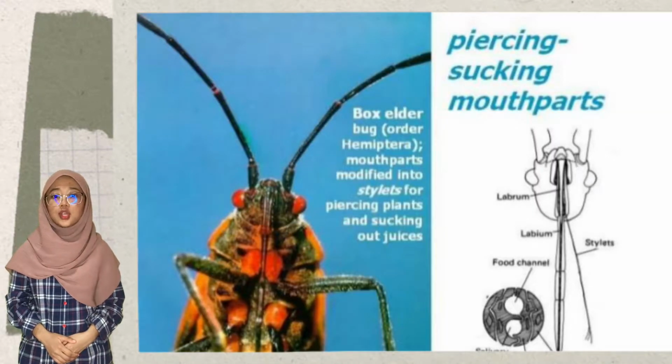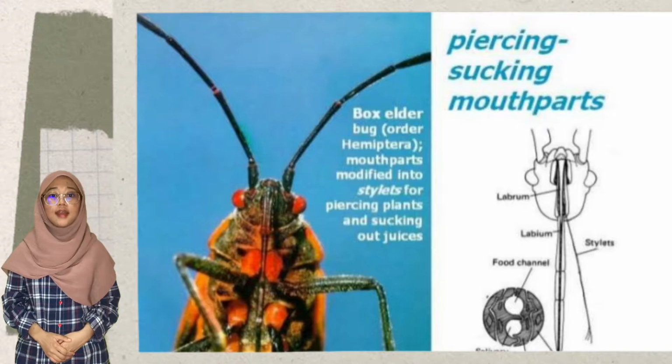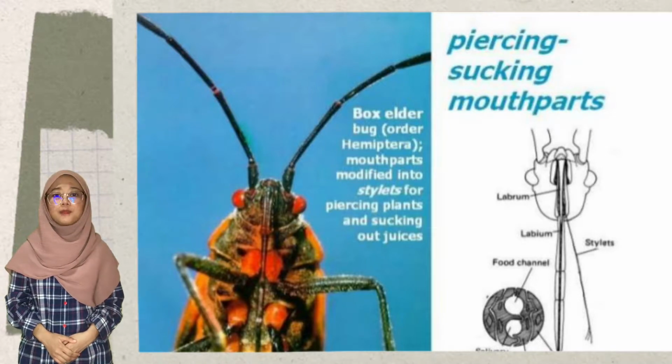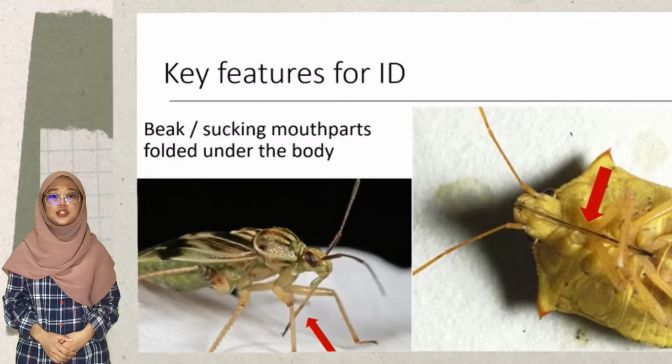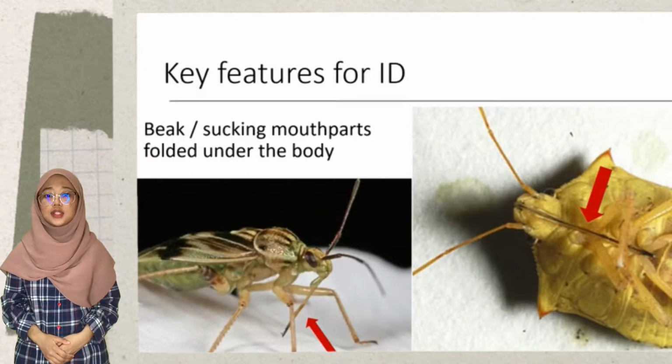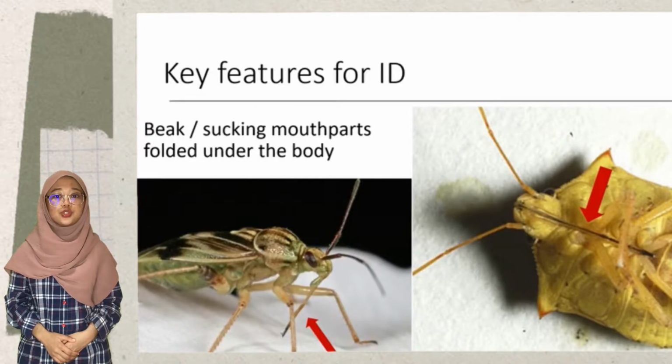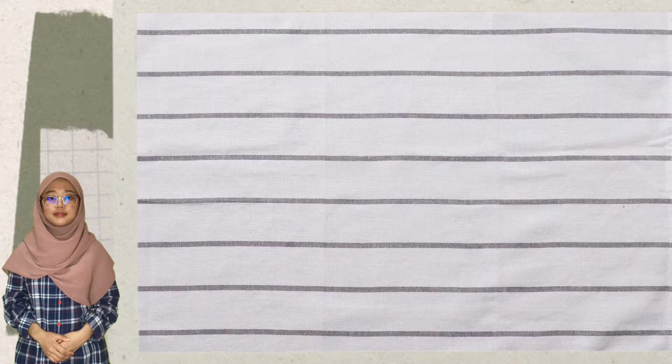What I want to take a look at is how they attack and eat plants. This insect has piercing and sucking mouthparts in the form of a beak. The beak of the insect will suck the plant juice, and this insect can also cause damage to plants.